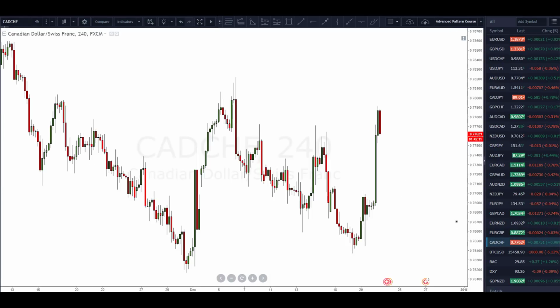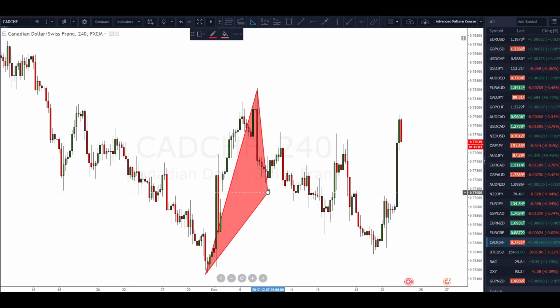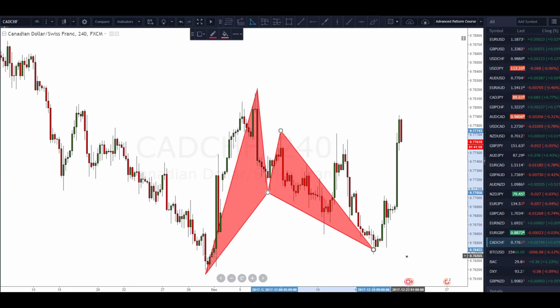The Canada Swiss, our final pair. Here we're looking at a nice advanced bat that completed and ended up hitting 2 targets. X to A to B, B to C, CD completion right down here. As you can see, straight from that D completion, the market pushed up quite dramatically.